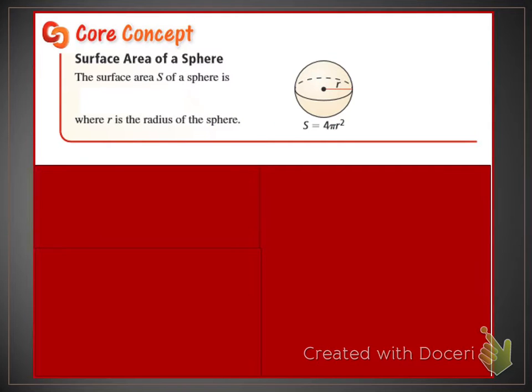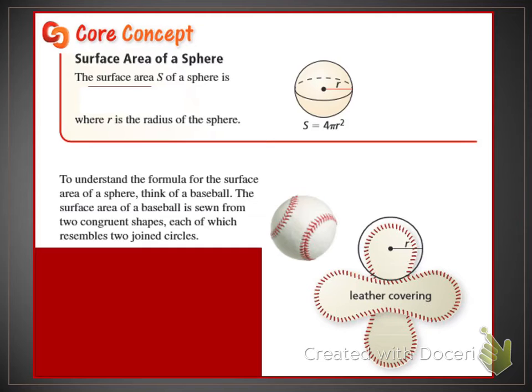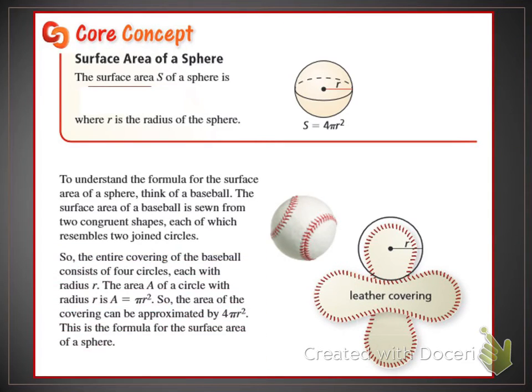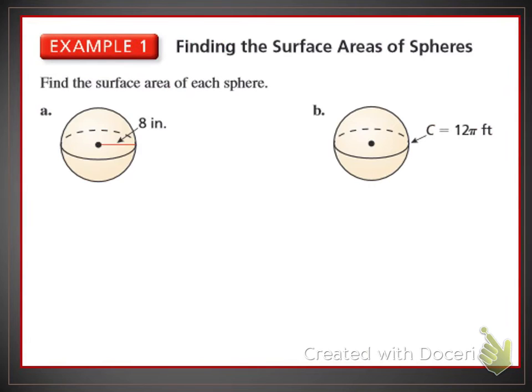But the surface area of a sphere, and you can go ahead and write it down, is 4 pi r squared. So go ahead and write it in the blank. 4 pi r squared. So where do we think pi r squared comes from? The area of a circle. Because here's why. If you've ever taken apart a baseball, it makes 4 circles. So 1, 2, 3, 4. That's it. So 4 pi r squared. And we'll use it here.